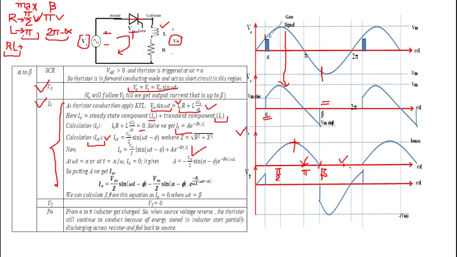So this portion of sinusoidal waveform will appear across load from alpha to beta, and current is already shown here from alpha to beta. Now what is the drop across thyristor? As I already told you, thyristor will remain turned on from alpha to beta, that's why the drop across thyristor is equal to 0 from alpha to beta.